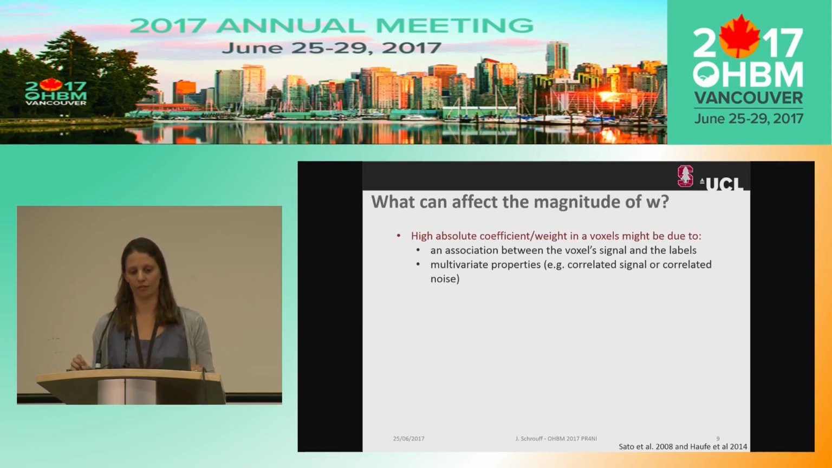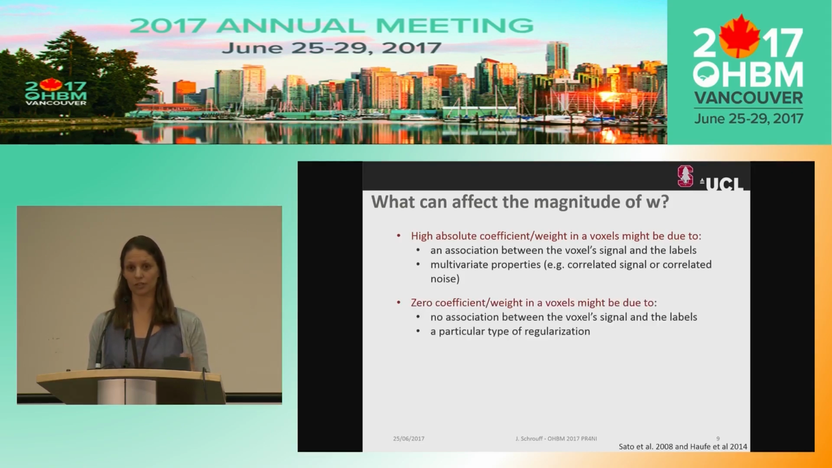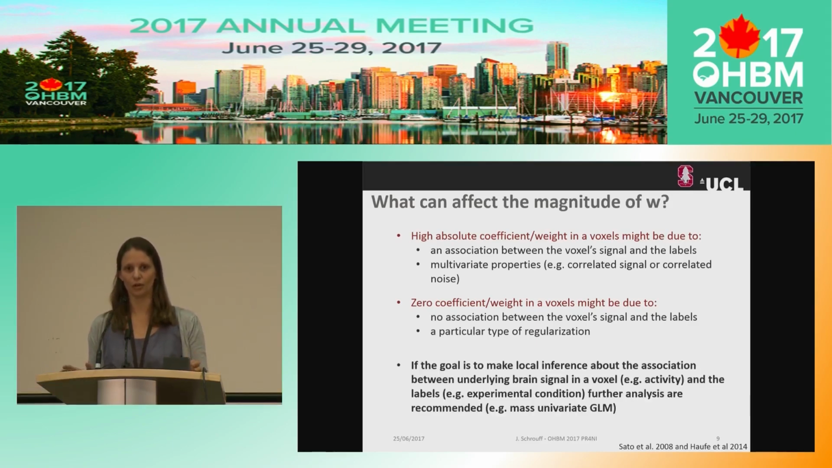So what can affect the magnitude of the weights? A high coefficient or weight might be due to an association between the voxel signal and the labels, but also to other multivariate properties like correlated signal or correlated noise. A zero coefficient, on the other hand, might mean that there's no association, but it can also be due to the type of regularization that you're using. So if you want to know if in a particular voxel there is signal about your labels, then doing an MVPA and looking at the weight map is probably not your best bet. And a GLM might be more efficient in that case.